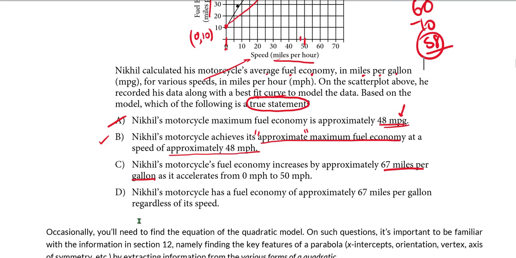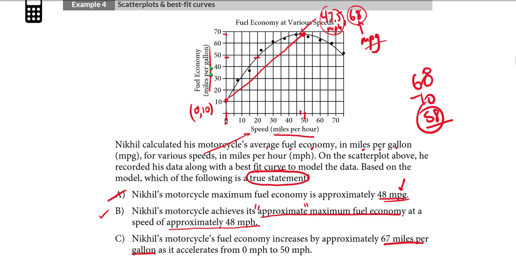Answer choice D says Nikhil's motorcycle has a fuel economy of approximately 67 miles per gallon regardless of speed. Well, that's clearly not true. Clearly the miles per gallon, the fuel economy, is varying when we change our speed.